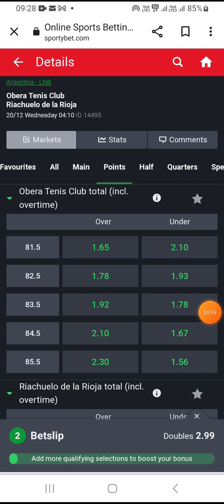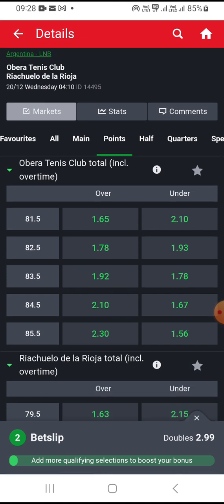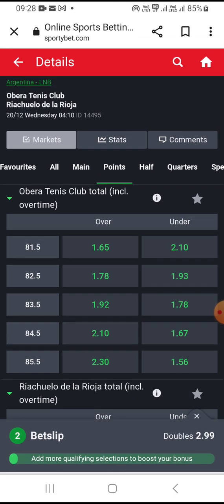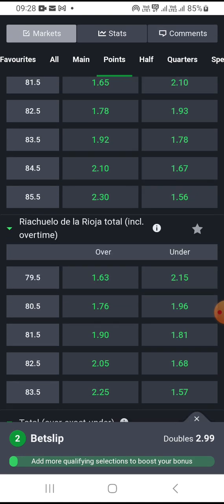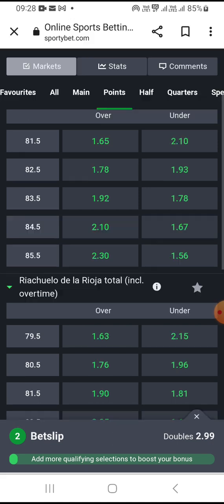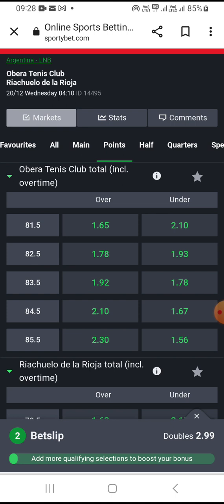I'll be talking about basketball again. Now, I want to tell you how you can get points. Understand? How you can get under points, how you can get each team what they can get, including overtime. Each team, from the beginning of the match to the end of the match, if you include overtime. For example, I'm using Obera Tennis Club versus Riachilio de la Rioja.